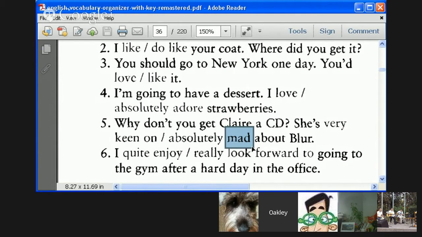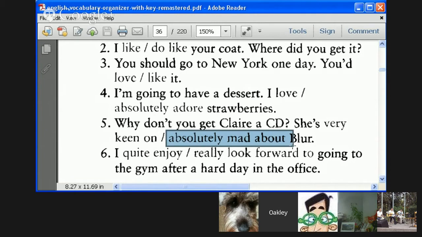Mad, of course, in its most basic meaning, can mean angry. Mad also means crazy. Now, in conjunction with an adverb, it's got to be with an adverb. He's mad, that means he's angry. He must be mad. That means he's crazy. He's totally mad about, with an adverb, and with about is a very, very strong phrase to mean really, really love something.